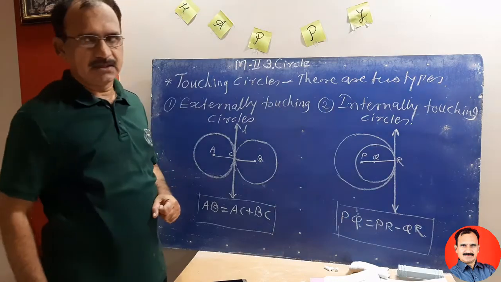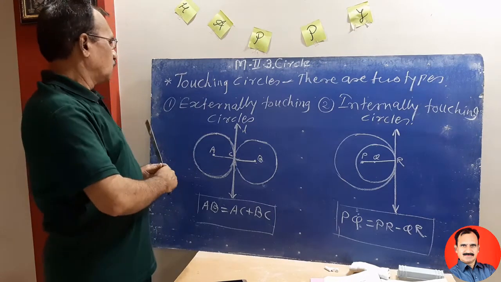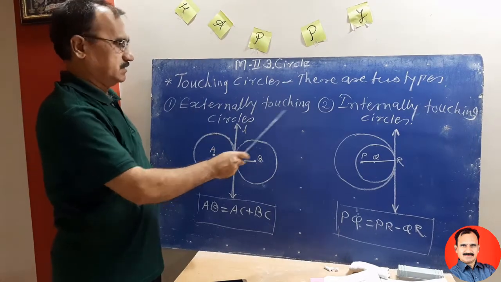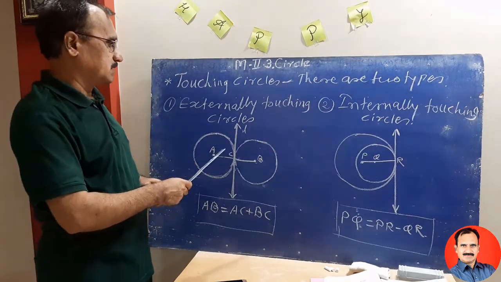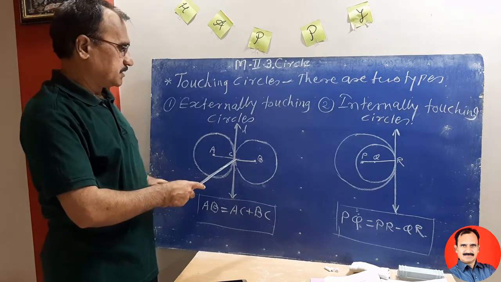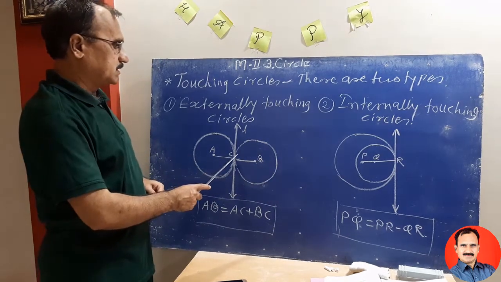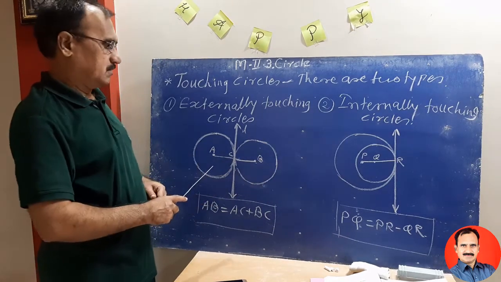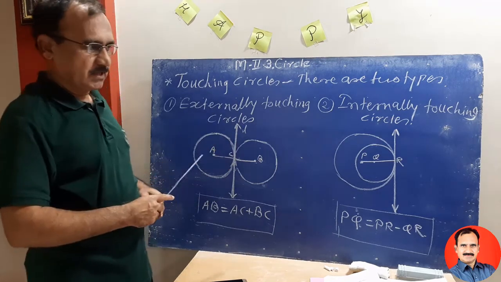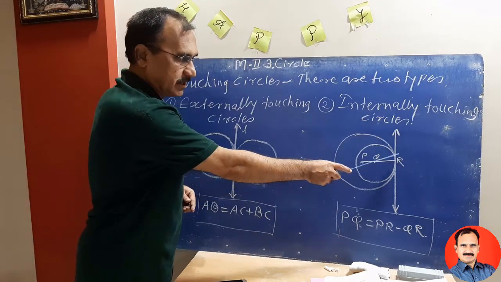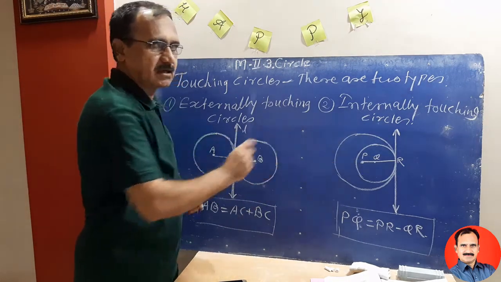There are two types of touching circles. How many types? Two. One is externally touching circles and the second is internally touching circles. The meaning of externally touching is in that word. This is the figure of externally touching circles and this is the figure of internally touching circles. If circles touch outside each other, they are called externally touching circles. These circles touch internally, and therefore are called internally touching circles.